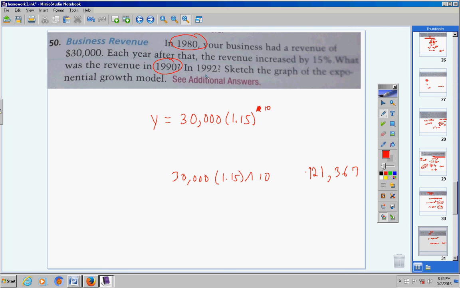Okay. Now, what about 1992? That's just 12 years after 1980. So instead of a 10 here, we'll put a 12. All right. So let's see what we get. We're going to get 160,508. So in 1990, the company was worth $121,367. And in 1992, it's worth $160,508. So all that we're doing basically is running an exponential model and then solving the problem.